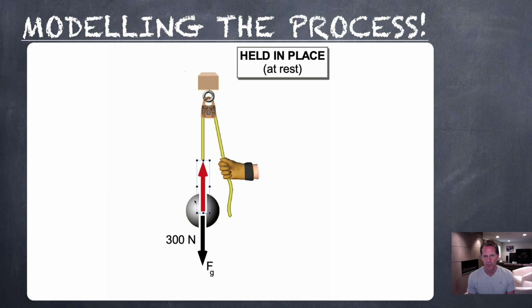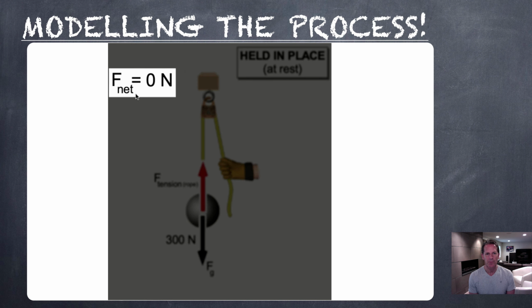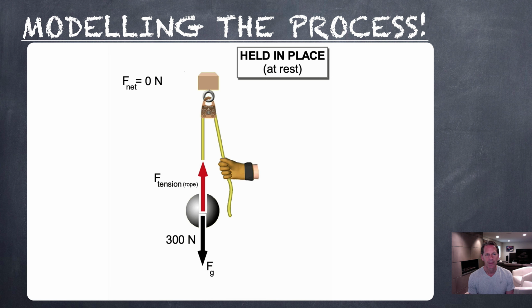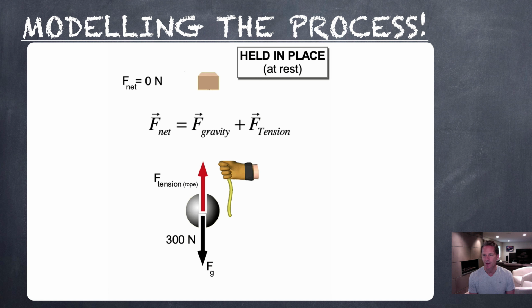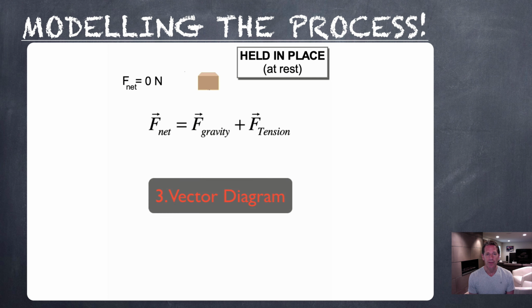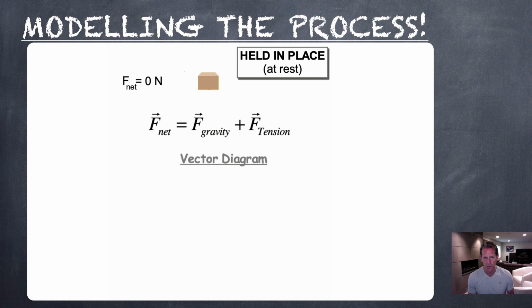We know there must be a force of tension in the rope pulling upwards on this weight, so we label it as the force of tension. Now because it's held in place, it's at rest, we know that the net force must be equal to 0, and that can inform our intuition about what's going on. Now step 2 and 3 are the details behind the scenes of our logic. So the vector equation, which is always going to be the sum of the forces in our free body diagram, in this case there's 2, force of gravity and force of tension, we'll then use that to make a vector diagram, and step 2 and 3 are the logic going on in our minds as we're looking at this.